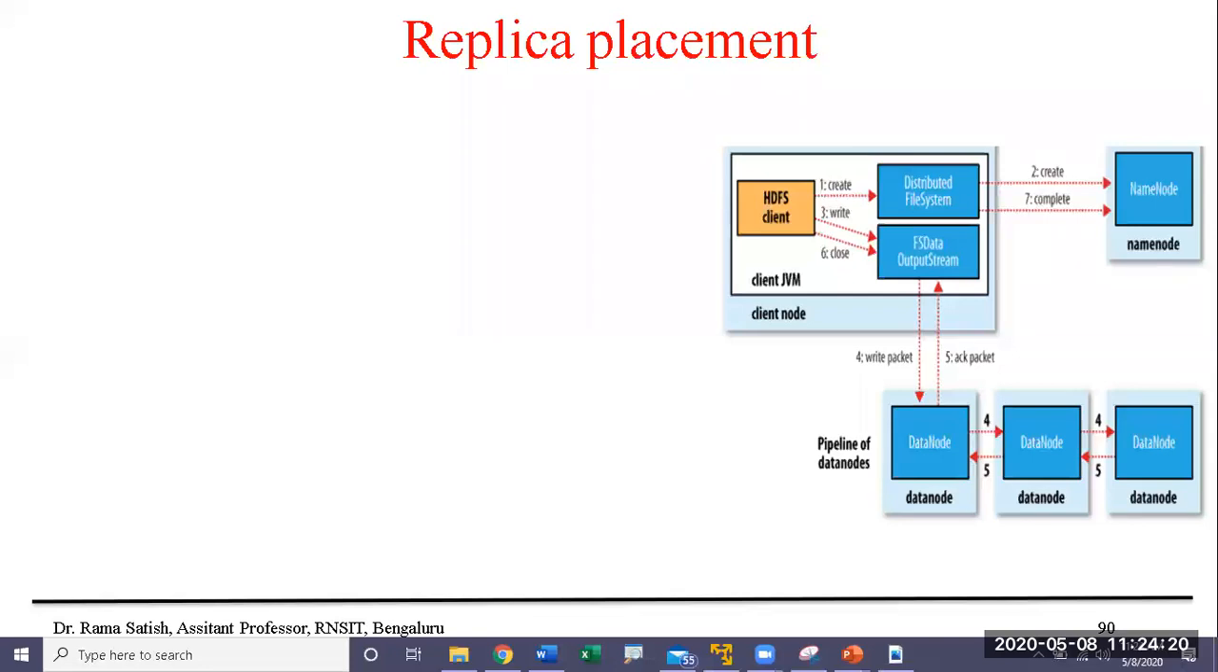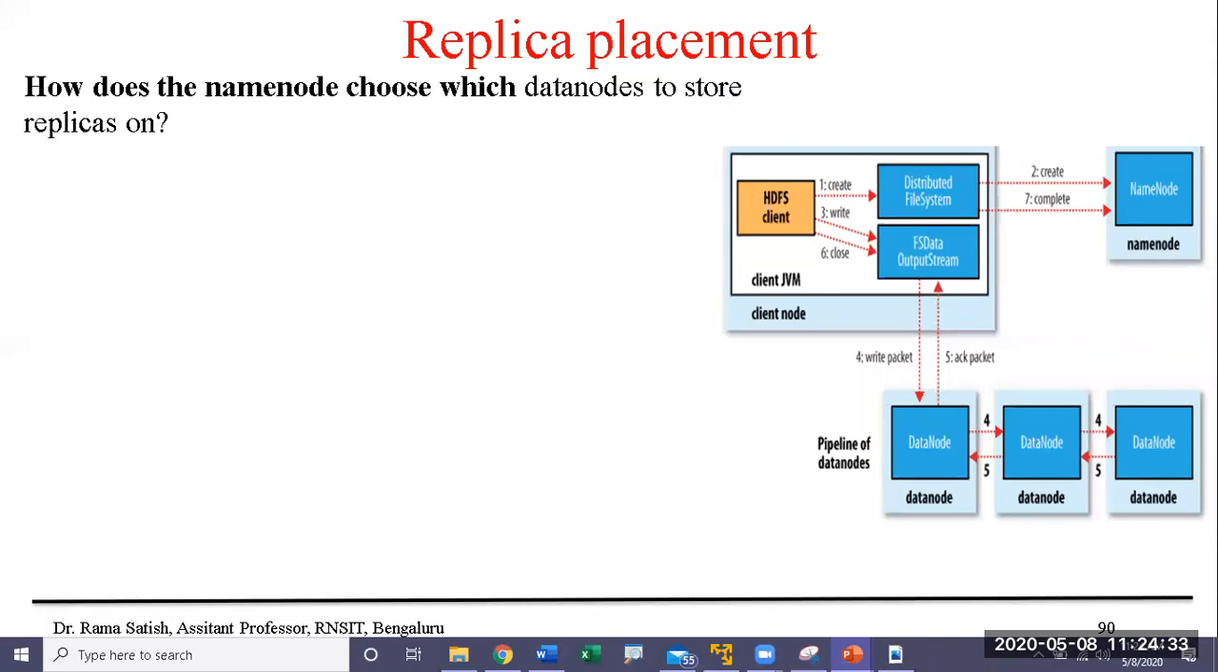Now, the question is how your name node, which is actually the master, will decide or choose data nodes to store replicas. This is the main question that generally comes to our mind.